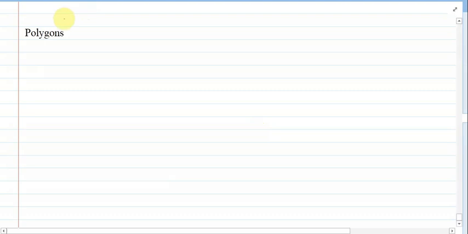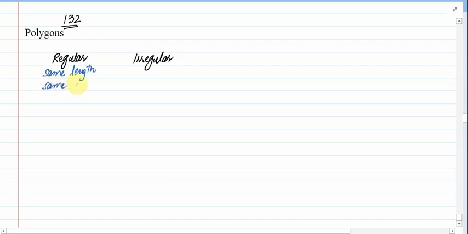Alright class, the topic we are going to discuss today is polygons. Basically there are two types of polygons: regular polygons and irregular polygons. What is the difference? In a regular polygon we say that they have the same length and the same angles.